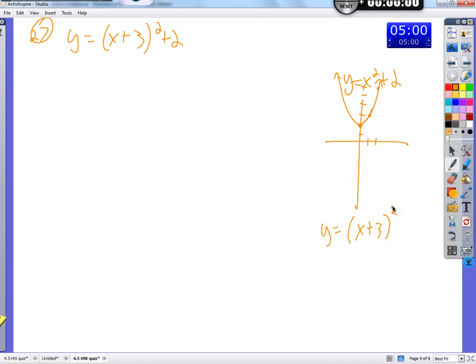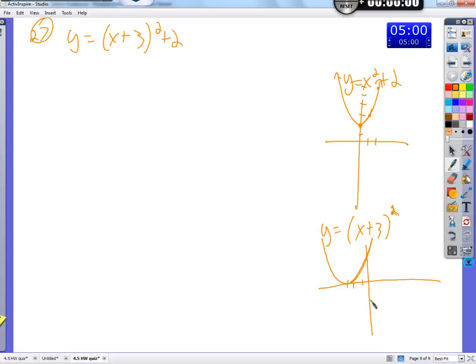This is the one that you were thinking of, Caroline, where when we add 3, it moves it which way? Left. Left 3. So everywhere else is the same. If you move over 1, you go up 1, move over 2, you go up 4, move over 3, you go up 9.